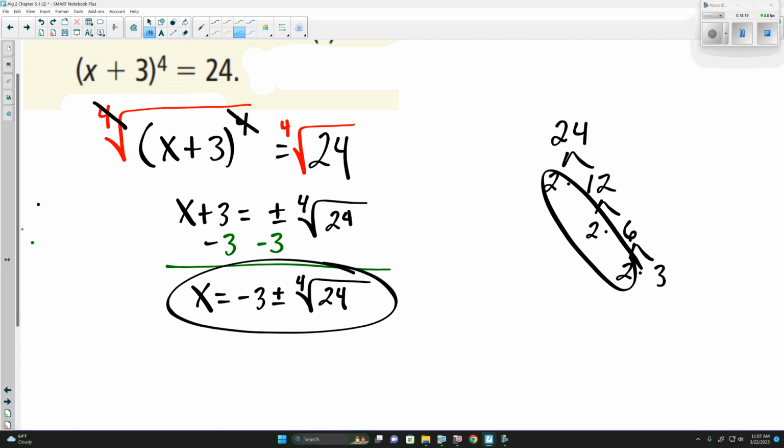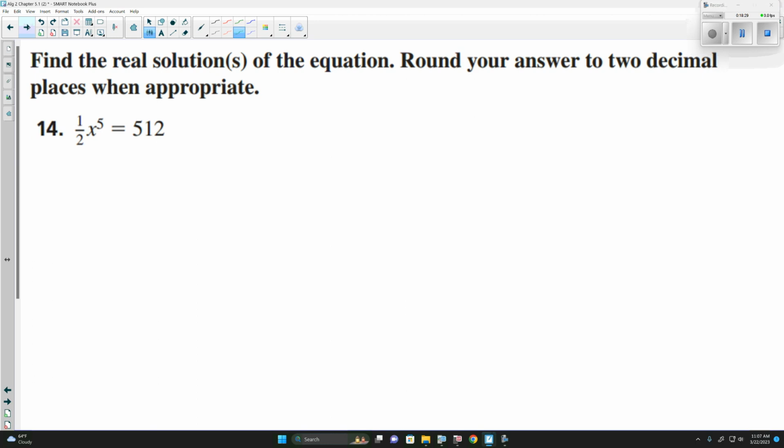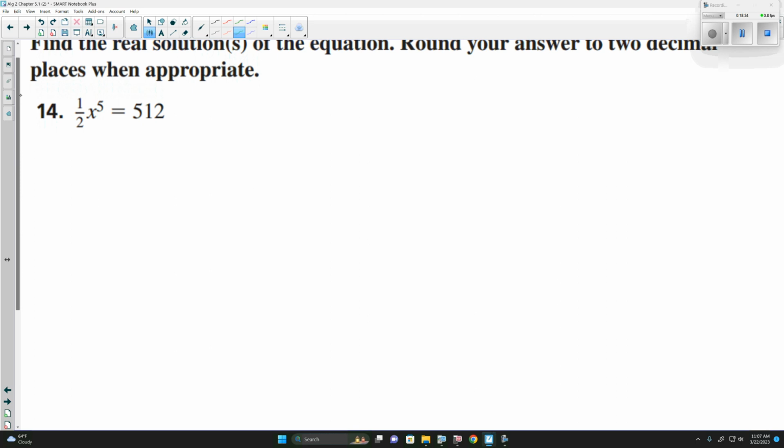Now, it's not always going to work out that when we take an even root of both sides we get an irrational number. They haven't given us one that does. We'll look at this one here, and then you will have the rest of the time to work on the assignment. 1/2 x to the 5th is equal to 512. So we don't have a set of parentheses, but we do have the one variable to the 5th power.